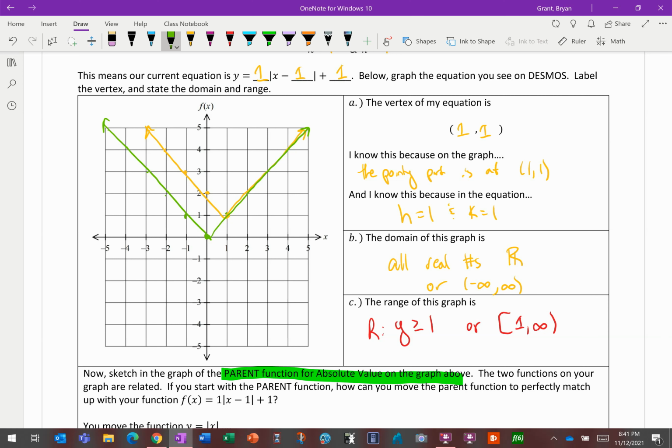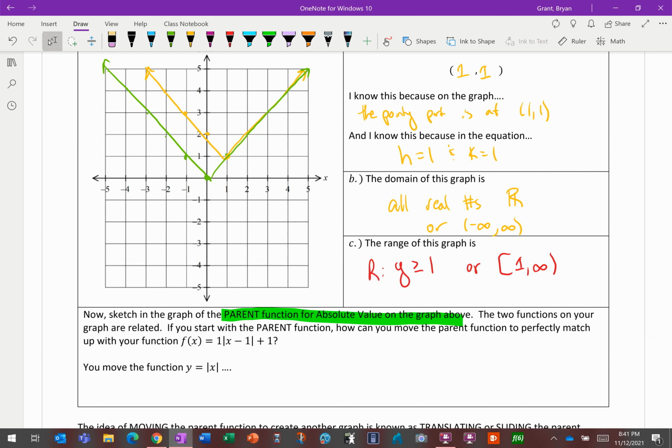So if I asked you to start with the green parent function, how could you pick up the parent function and move it to perfectly match the yellow graph, that x minus 1 plus 1? Take a quick second and answer that.